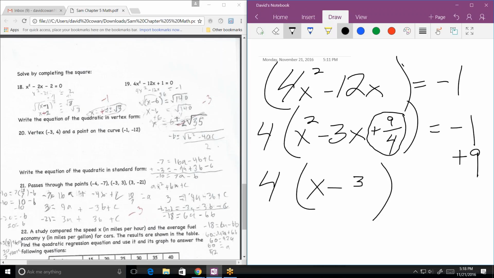It's 3/2. Yeah. Another reason to leave it as a fraction. It's easier to deal with fractions than it is decimals. It just is. And that's squared, so it's 4 times the quantity x minus 3/2 squared. And what's on the right side? Equals 8. Okay. Now what's the next step?